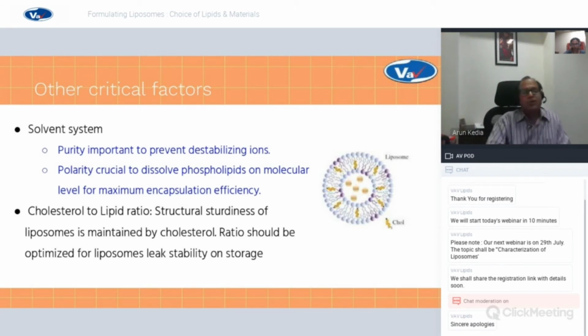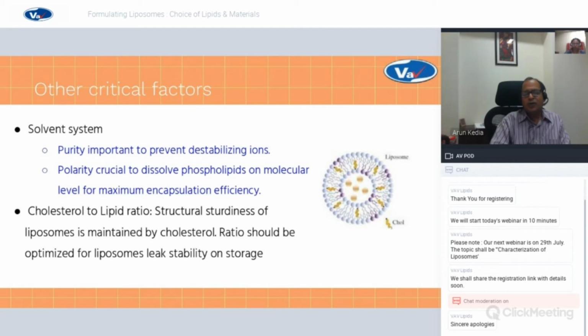Then the next factor is the cholesterol to lipid ratio. This basically ensures the sturdiness of the liposomes and the rigidity of the membrane. So this ratio should be optimized for leak stability of the liposomes on storage. However, there is a factor which has to be considered. The cholesterol will occupy exactly the same space as your hydrophobic molecules, which is the lipid bilayer. So if you are loading more cholesterol, then you are automatically compromising the space available for your hydrophobic drug.